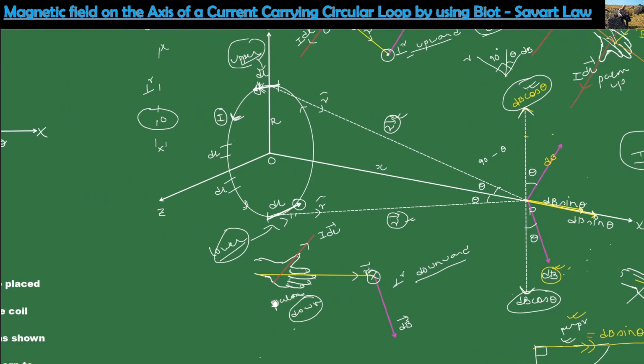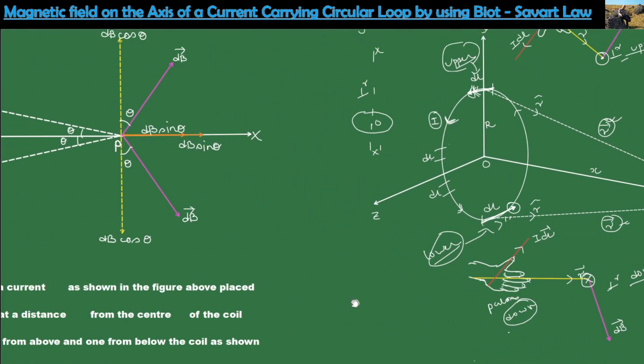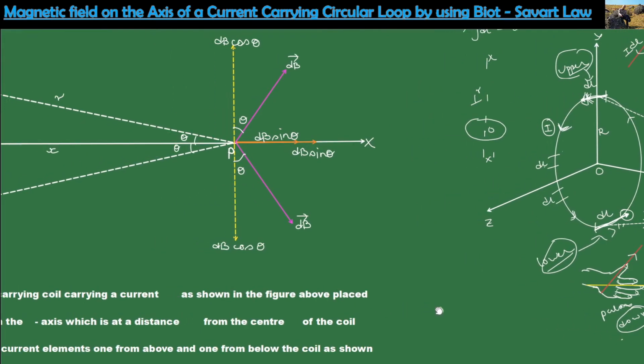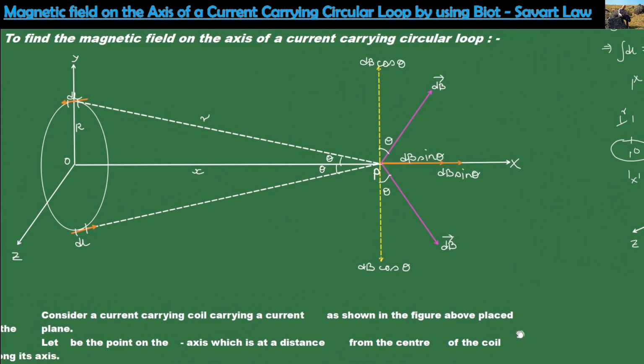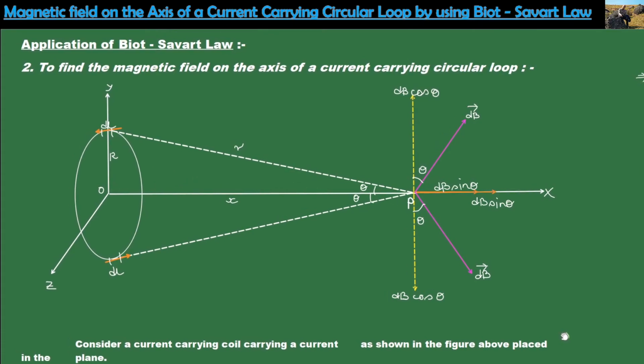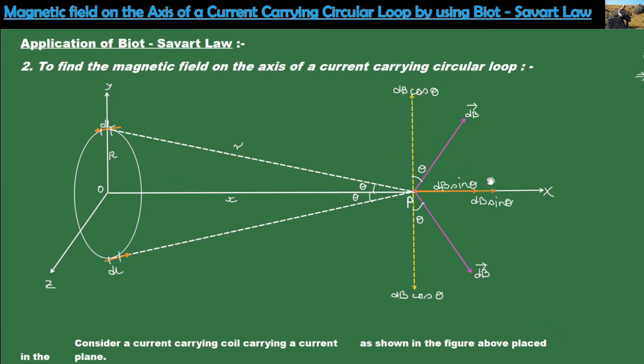Now we will move on to the derivation. I have written very clearly that dB sine theta and dB sine theta act in the same direction, and dB cos theta act in opposite directions, so they cancel each other's effect. This will be the direction of our current flow, so this will be the direction of our IDL vector, as the current is moving in this direction.